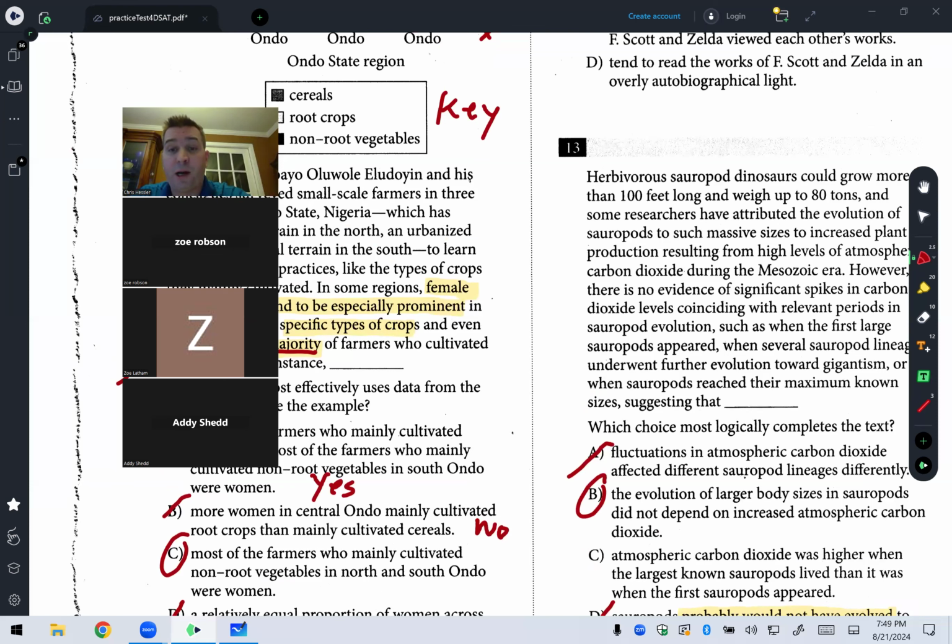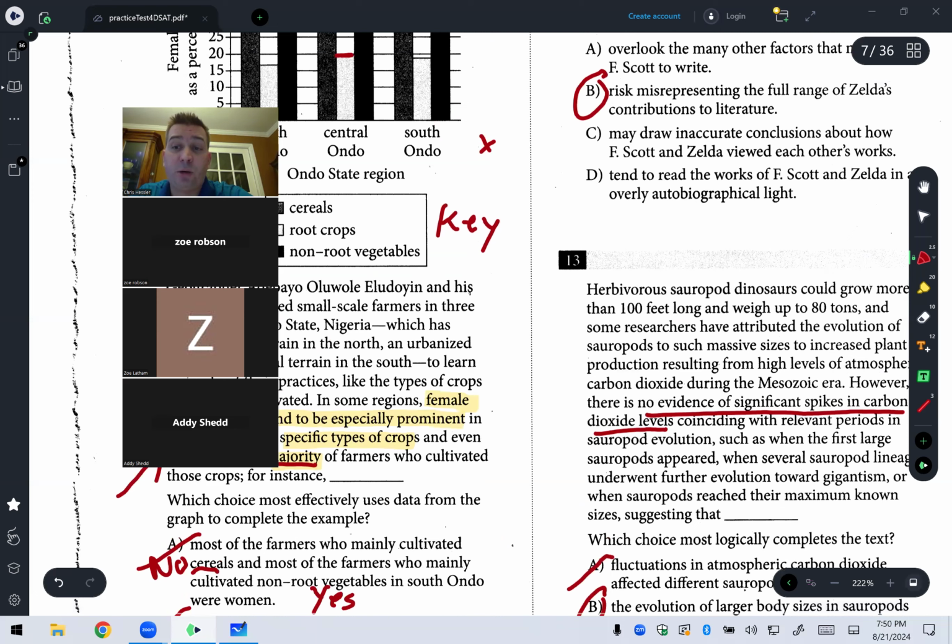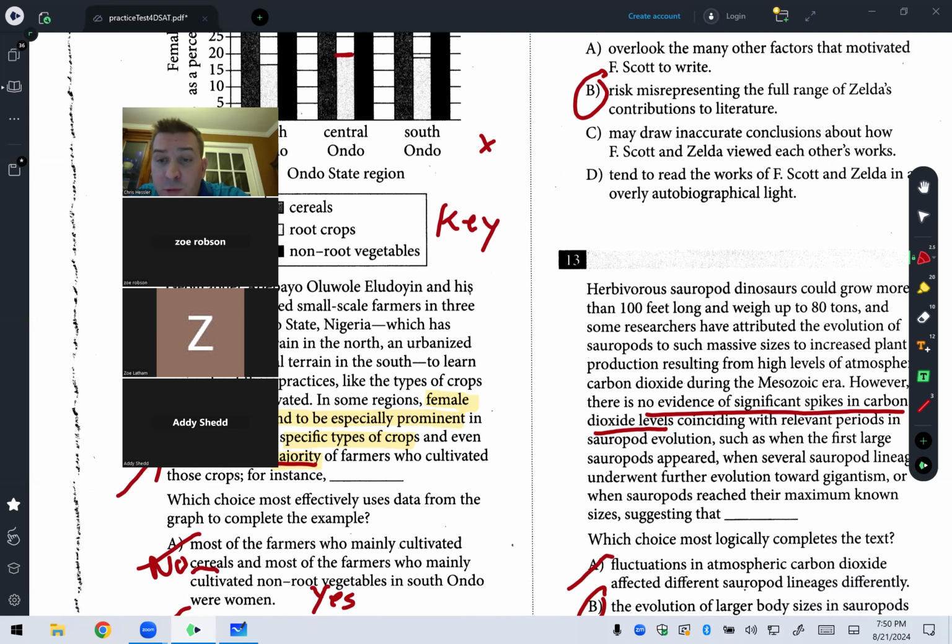It's a pretty big buildup, but it's important to realize there's no evidence of significant spikes in carbon dioxide levels at these other portions of sauropod evolution. And we would be able to see this in the fossil record. So, such as when large sauropods appeared, we would expect to see that if this were a factor. When several sauropod lineages underwent further evolution toward gigantism, we would expect to see that as a factor, but we don't. Or when sauropods reach their maximum known sizes.